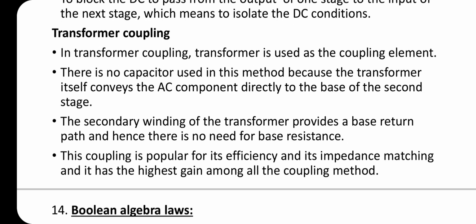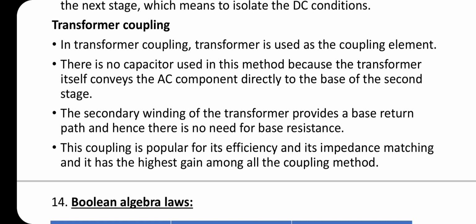Transformer coupling. In transformer coupling, transformer is used as the coupling element. There is no capacitor used in this method because the transformer itself conveys the AC component directly to the base of the second stage. The secondary winding of the transformer provides a base return path, and hence there is no need for base resistance. This coupling is popular for its efficiency and its impedance matching, and it has the highest gain among all the coupling methods.